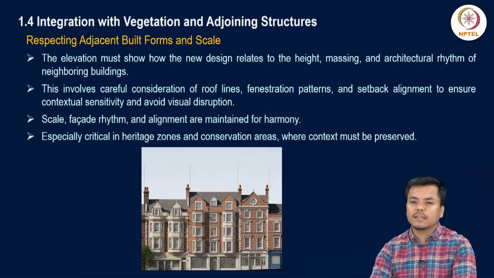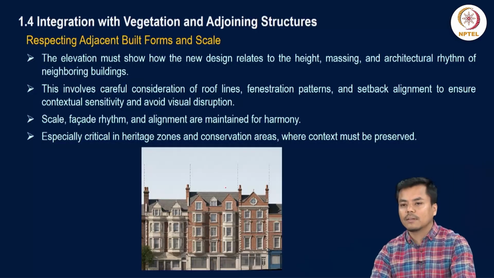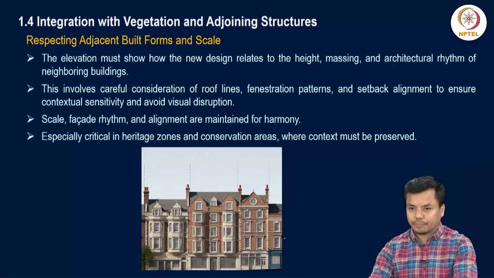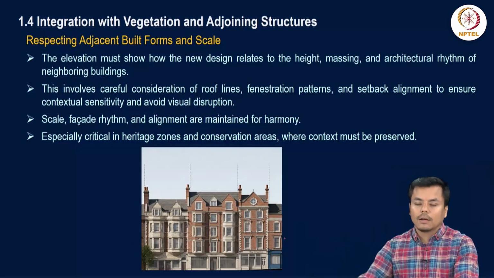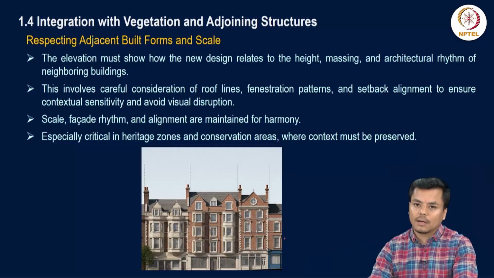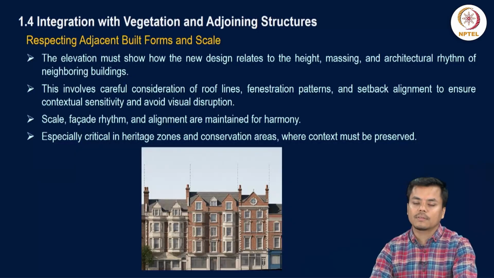Then also respecting the adjacent built form and scale, the elevation must show how the new design relates to the height, massing and architectural rhythm. This involves careful consideration of roof line if you are designing a new building. So if it is in accordance to the roof line, or the floor line of the entire street. So this has a strong representation that can be understood from this drawing.